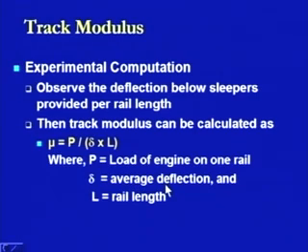That is the average deflection. Now, so as to find out this average deflection, we have to observe the deflection below sleepers provided per rail length. Here we can take a unit length of the rail section, and then on that unit length take up the number of sleepers being provided for it. But this is a little difficult situation because of the spacing of the sleepers. We are not providing the sleepers adjacent to each other or abutting to each other.